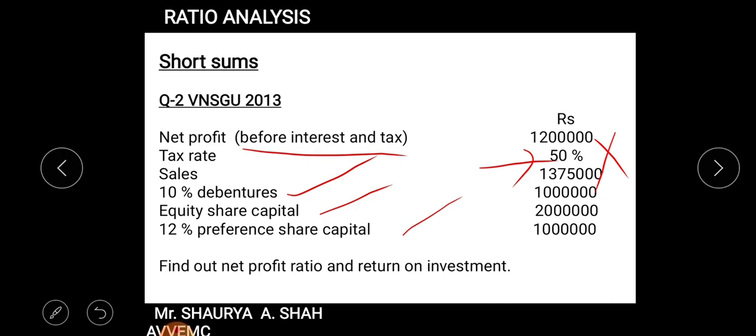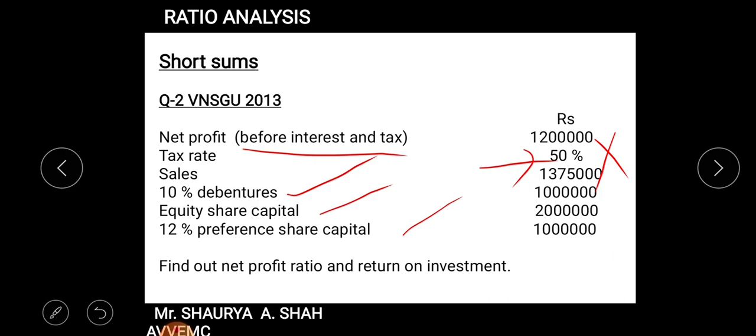So what you will do is net profit 12 lakh minus 1 lakh interest. So remaining amount will be 11 lakh. On this 11 lakh you need to calculate 50% corporate tax. So 11 lakh 50% tax is 5 lakh 50,000, which will be the net profit after tax, right? So on this you will be calculating the net profit ratio. Easily you can find out on the basis of this net profit after tax, that is 5 lakh 50,000, divided by sales, that is 13 lakh 75,000. Answer you will be getting, we will be seeing in the next lecture.